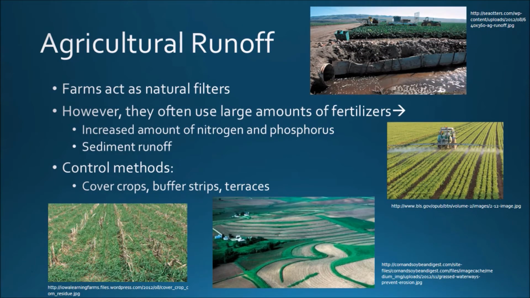Agricultural runoff occurring throughout the bay's watershed is another large source of the bay's polluted state. Farms act as a much better natural filter than urban areas because the ground is covered in vegetation rather than concrete. However, the use of fertilizers has led to increased levels of nitrogen and phosphorus entering the bay. These increased nutrients can lead to marine dead zones, which will be discussed later on in more detail. Some farmers are implementing control methods to reduce their impact on the waterways, such as cover crops, buffer strips, and terracing.